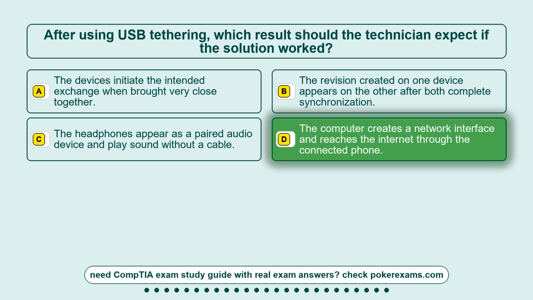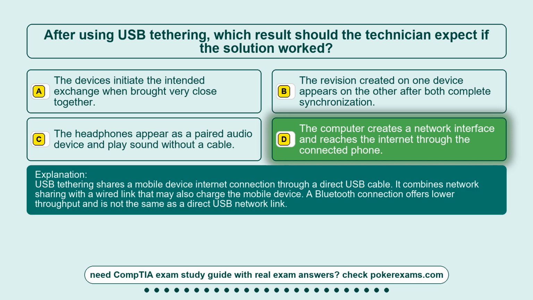The computer creates a network interface and reaches the internet through the connected phone. USB tethering shares a mobile device internet connection through a direct USB cable. It combines network sharing with a wired link that may also charge the mobile device. A Bluetooth connection offers lower throughput and is not the same as a direct USB network link.